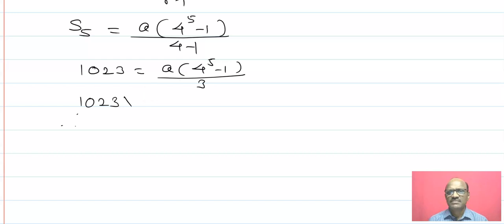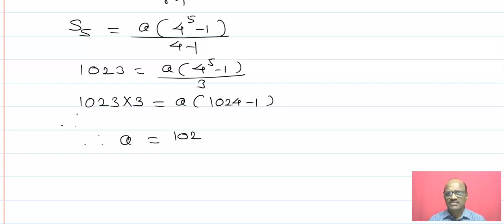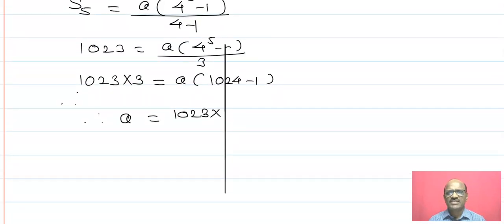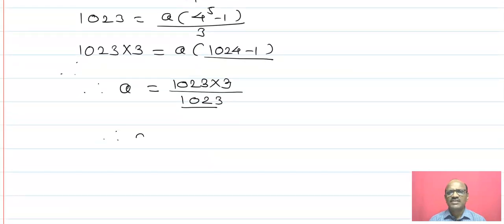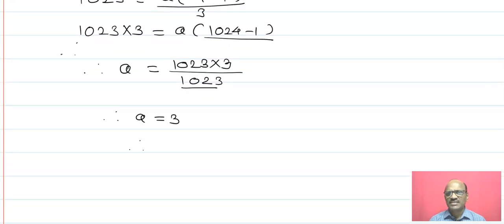And therefore, 1023 into 3 is equal to A. 4 to the 5 means what? 1024 minus 1. Therefore, after simplifying, A is equal to 1023 into 3 upon 1023. That gets cancelled. Therefore, the value of A is equal to 3.